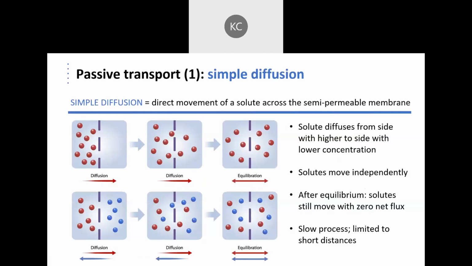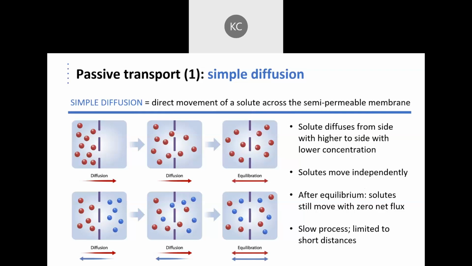Okay, so the first type of movement, and we're going to start off talking about passive transport, is called simple diffusion. Okay, so when we're talking about diffusion specifically, we're talking about a solute. A solute is an actual molecule of something, so a molecule of sugar or a molecule of sodium, so an ion, as opposed to a solvent. A solvent is the liquid. The solvent is what the solute is dissolved in, all right? So when we're talking about diffusion, we're talking specifically about the solute.